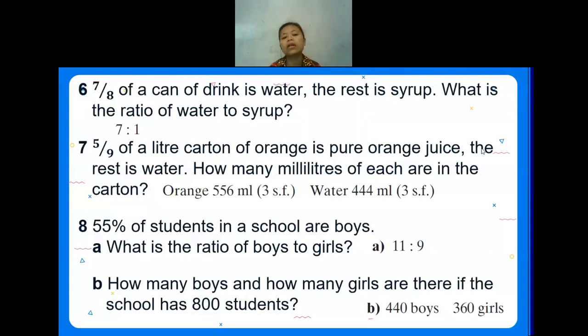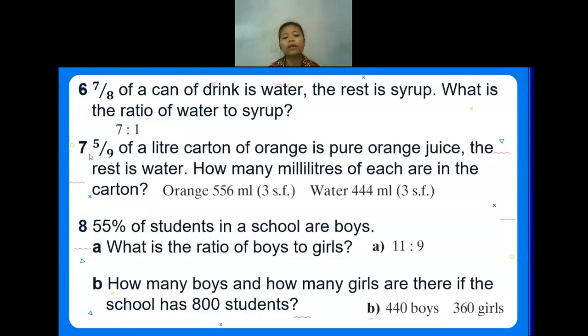So for everything in here, the first thing you have to do is find the total ratio. After you find the total, usually later you have to divide it, because you will be given the total value. Like question 6, the ratio is 7/8. Question 7, teacher. Okay, wait, let me talk. For question 6, this is 7/8, so it means the total is 8. When you already have the 7 for the water, the rest will be 1 because the total has to be equal to 8. That's why the ratio for water to syrup will be 7:1.